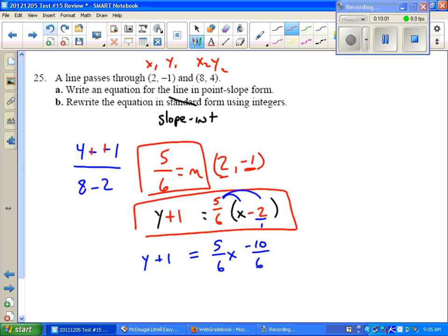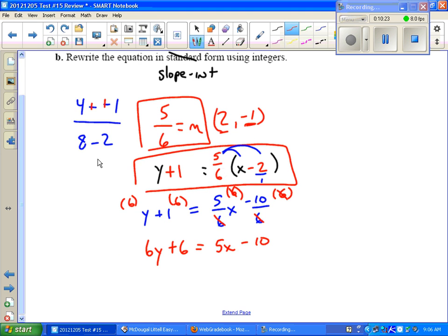Remember that? So if we multiply this by 6, and both of these terms by 6, it'll cancel out the division of 6. So 6 times y will be 6y plus 6 times 1 is 6 equals 5 times x, since we canceled out the over 5, minus 10, again, since we canceled out the over 5. Simplify this by getting rid of my plus 6 by subtracting 6. If you do it on the left, you have to subtract 6 on the right.